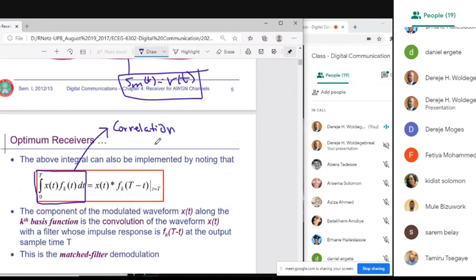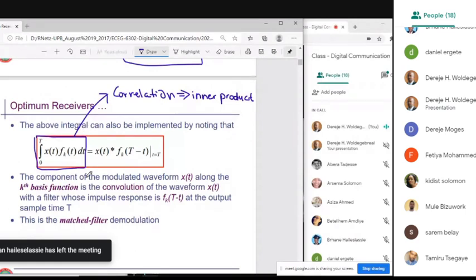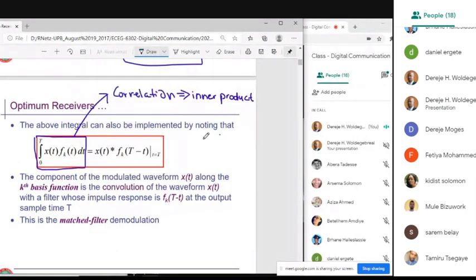Okay, so this is an inner product operation. From a mathematical standpoint, such an inner product operation can alternatively be implemented via such an operation.